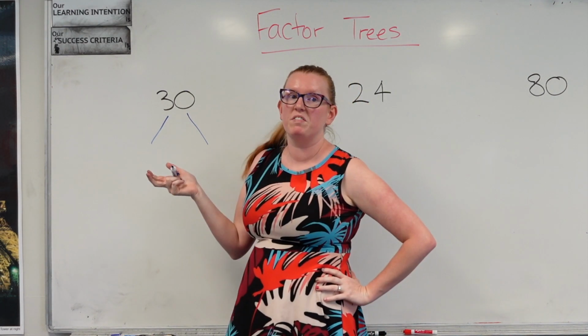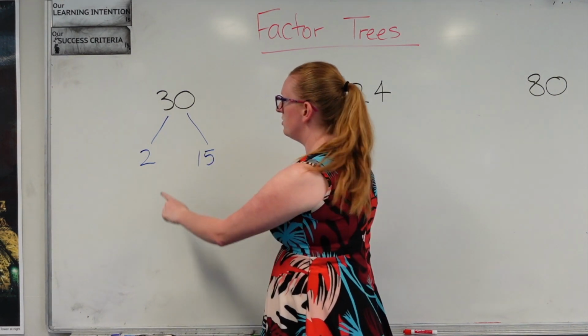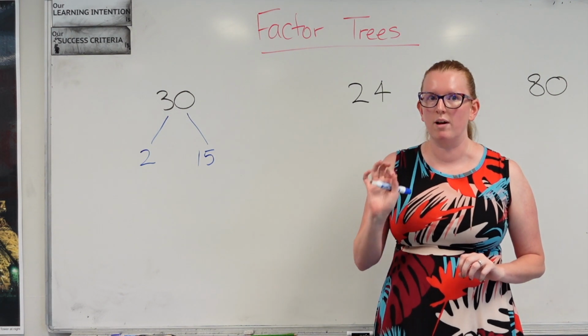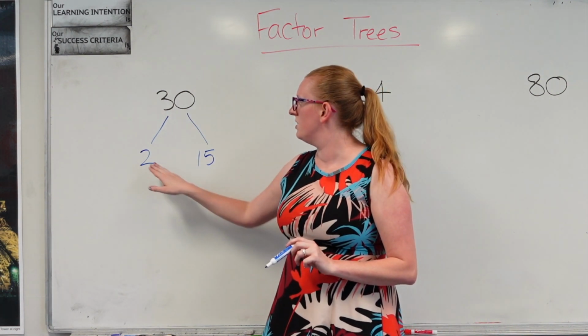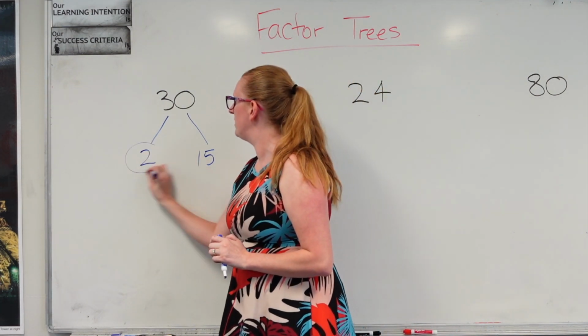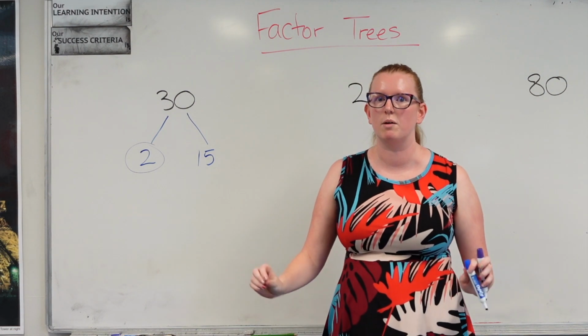Or I could go 2 and 15. So I've got 2 and 15. So 2 times 15 equals 30. Now, as soon as I hit a prime number, I need to stop. So is 2 prime? Yes, it is. So I'm just going to put a circle around it. I can't go any further. I can't break 2 down into any other numbers.